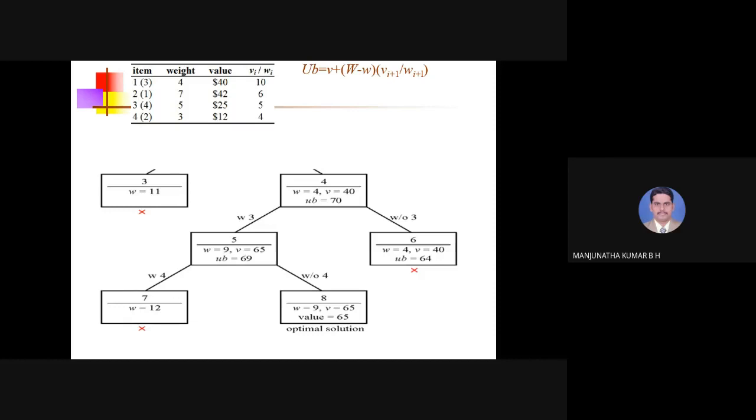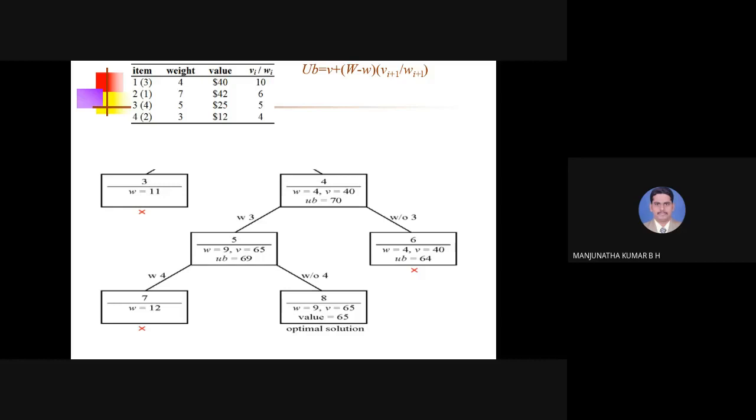Okay, if I go with the third item, what will be the W value? Current W is 4 plus the third item weight. How much is it? 5. 4 plus 5 is 9. See the fifth node, node 5, where I have written the node number as 5. W becomes 9. How is it 9? Previous W was 4, plus with the third item. Third item weight is 5. 4 plus 5 equals 9.